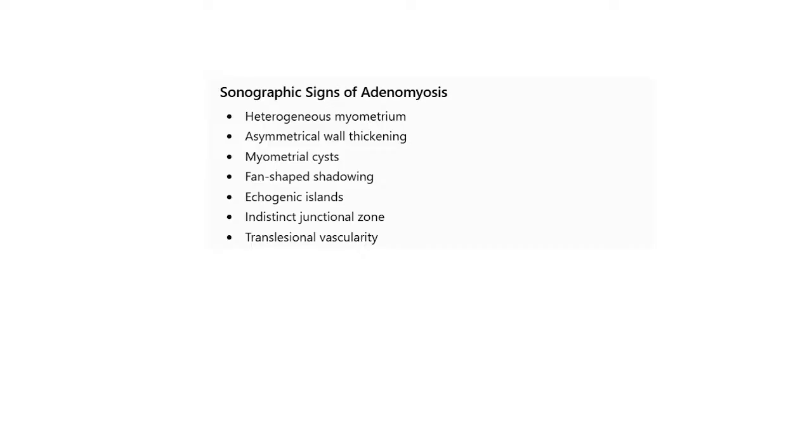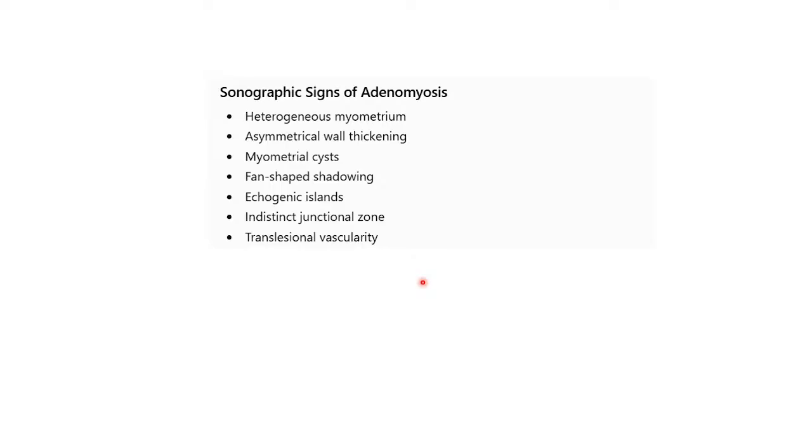So the sonographic signs of adenomyosis: a heterogeneous myometrium and asymmetrical wall thickening. You can have myometrial cysts, then fan-shaped shadowing, then echogenic islands, then an indistinct junctional zone, then trans-lesional vascularity. So these are the fundamental sonographic signs of adenomyosis.